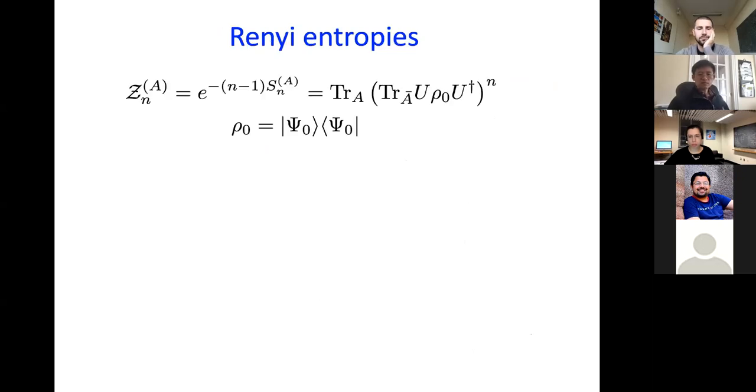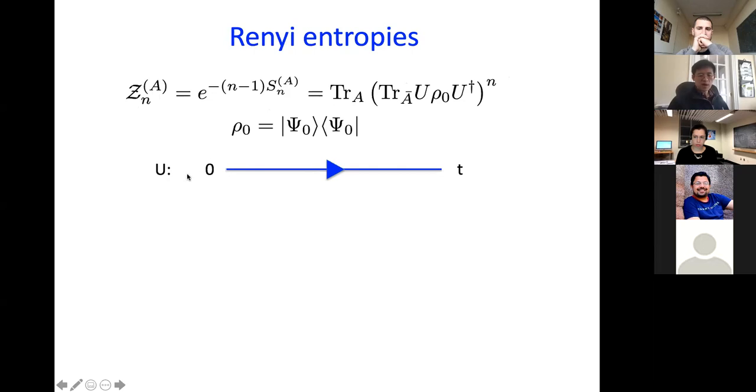Now the Renyi entropies of the system can be written by introducing this Z, which is the exponential of the Renyi entropy. I call it the Renyi partition function. You can write it as a trace: you first trace over the complement of the system, where U is your evolution operator and rho_0 is your initial density operator. You trace over A bar, then take the power n and trace over A. And now you can write this in path integral form.